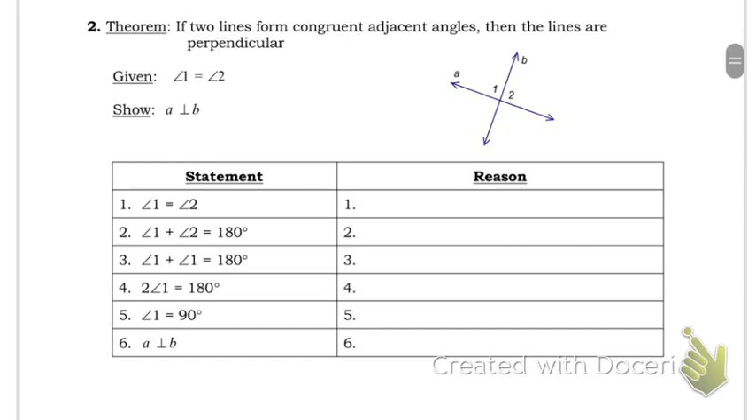Pay attention to this. You cannot use a theorem to prove itself. So if I'm asked to prove this, nowhere in these steps can I use this step. All right? It's like using a definition. It's like using the word to define a word. So you cannot use what you're trying to prove inside of it. So this says, if two lines form congruent adjacent angles, then the lines are perpendicular.